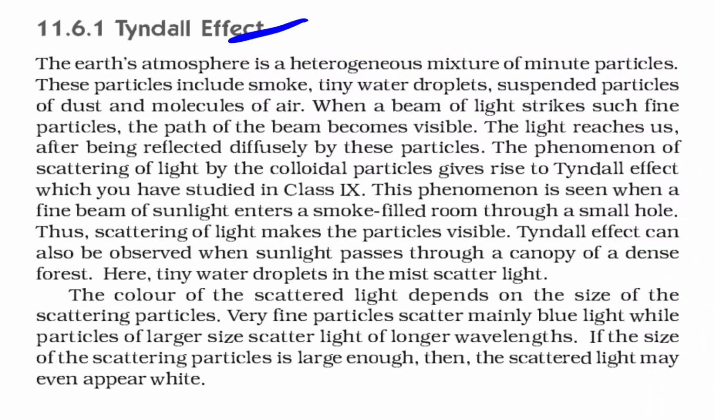The color of the scattered light depends on the size of the scattering particles. Very fine particles scatter mainly blue light, while particles of larger size scatter light of longer wavelengths. If the size of the scattering particle is large enough, then the scattered light may even appear white.